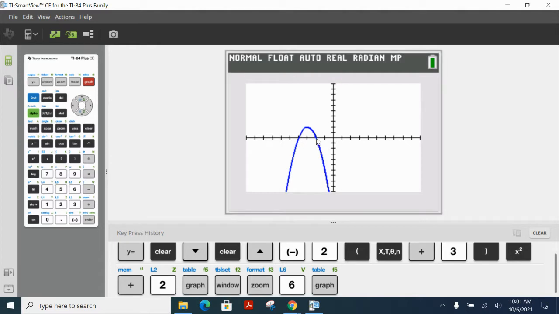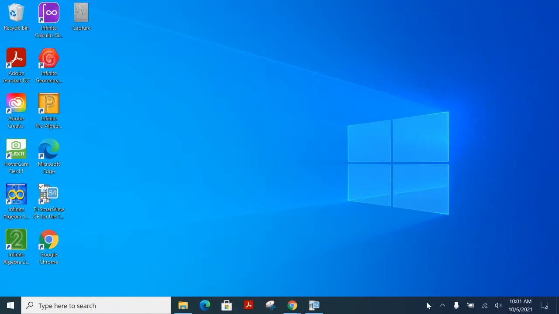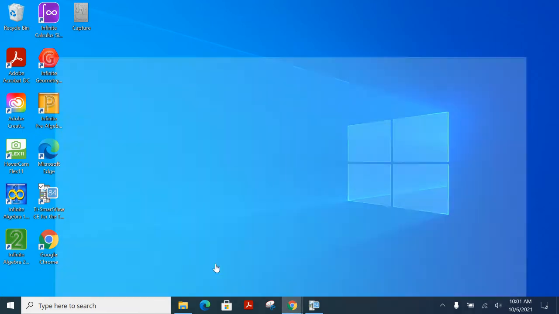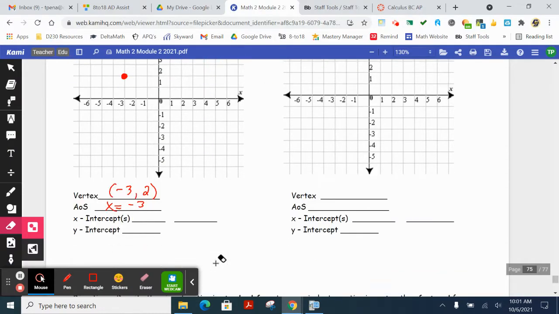It crosses the x-axis right here at -2, and it crosses the x-axis right here at -4. So if we had gone through all the work, multiplied it out, factored it, all that good stuff, -2, -4 are your x-intercepts. So go back, put that down. So this would be x equals -2 and x equals -4.